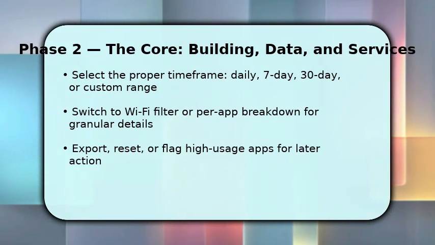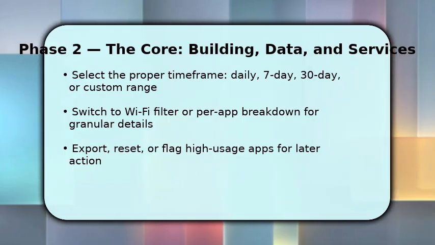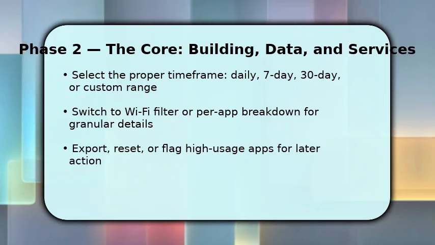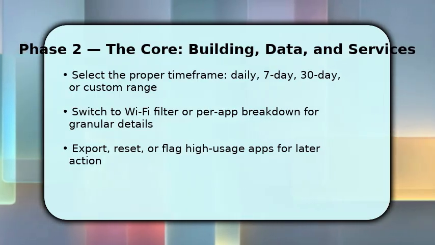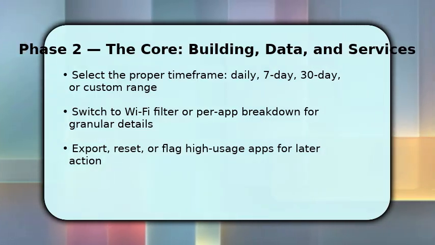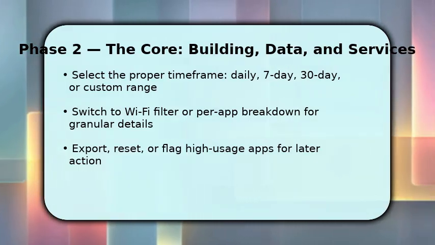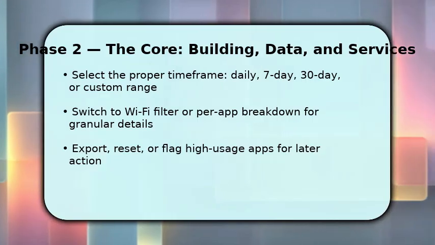Once you're in the data usage screen, choose the time frame you need: Today, 7 days, 30 days, or a custom range, because totals change with the selected window. Then apply the Wi-Fi filter or toggle to per app view to see which apps consumed the most data. This matters for diagnosing background syncs versus streaming.